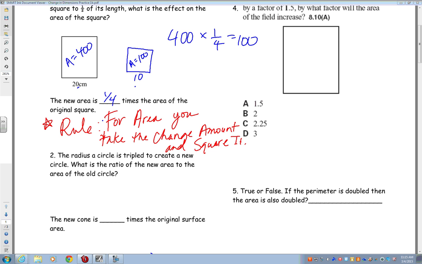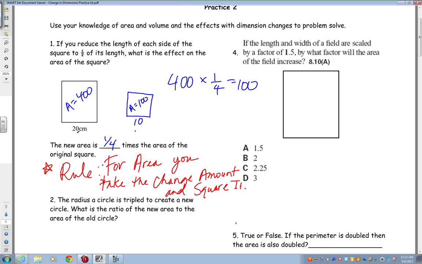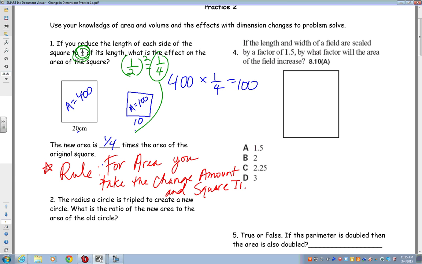So, for example, in this first problem, they told us that the square was going to change by 1/2. Does everyone understand the change amount is going to be 1/2? All right, so if I did 1/2 and I square it, you might want to write this down too, 1/2 and then square it. You square the top and then you square the bottom. This would end up being 1/4, which is the same answer we got down right there. That's the pattern, that's the rule. So if you take the change amount and you square it, that'll tell you what you're going to multiply to the original to get the new.